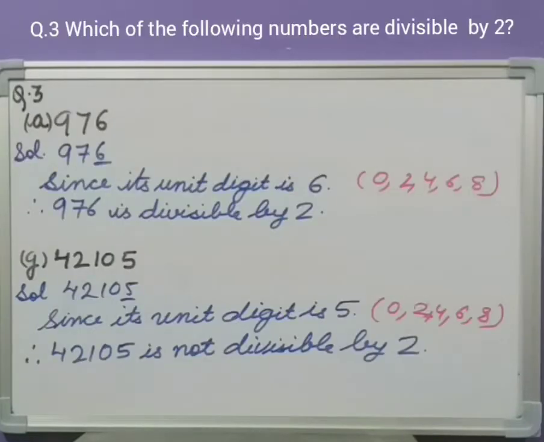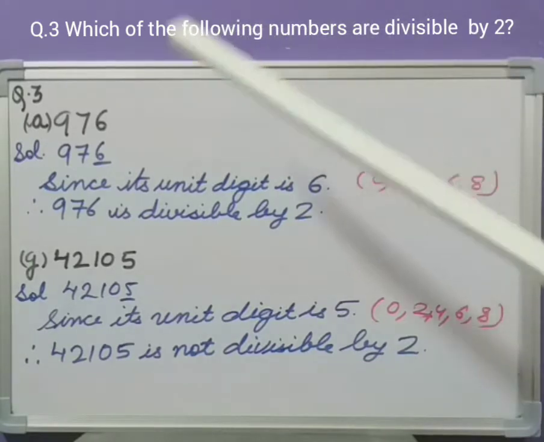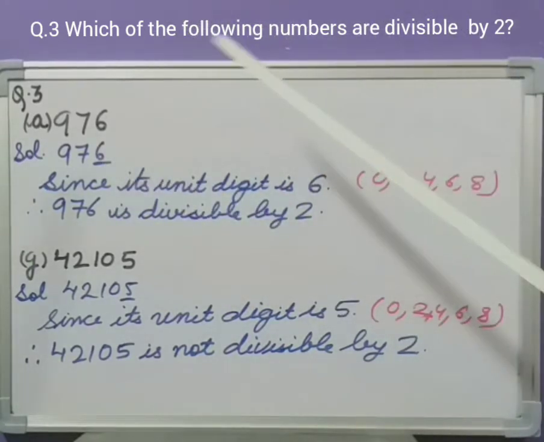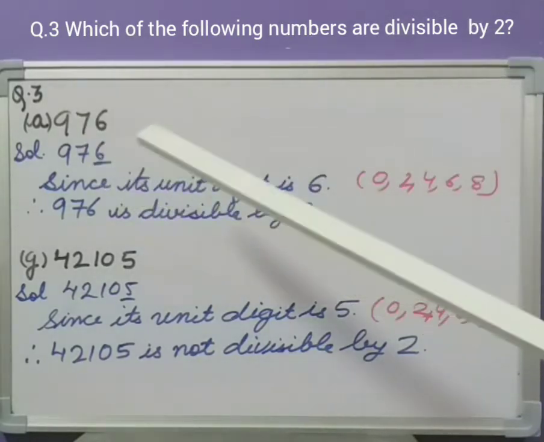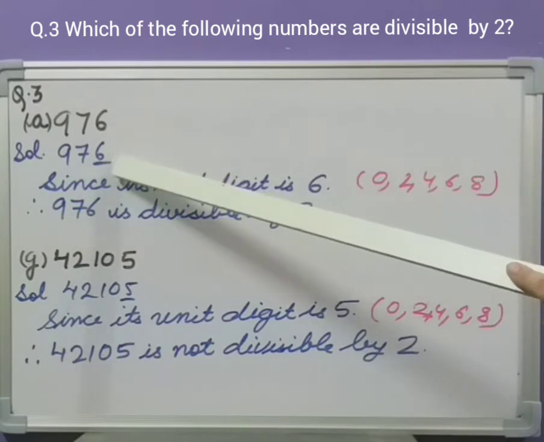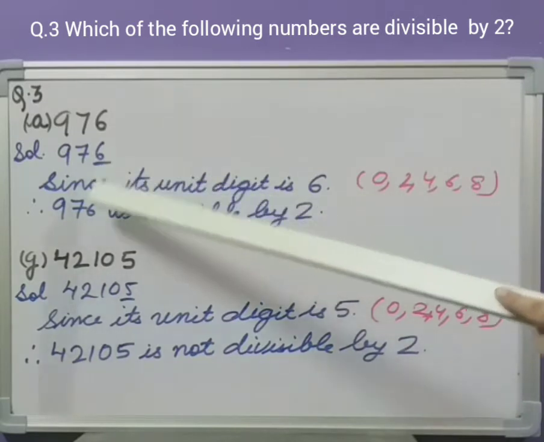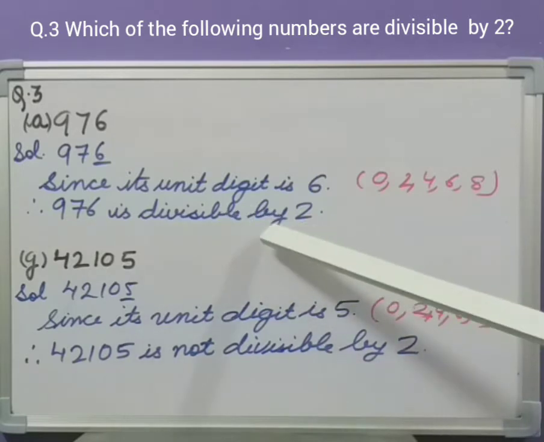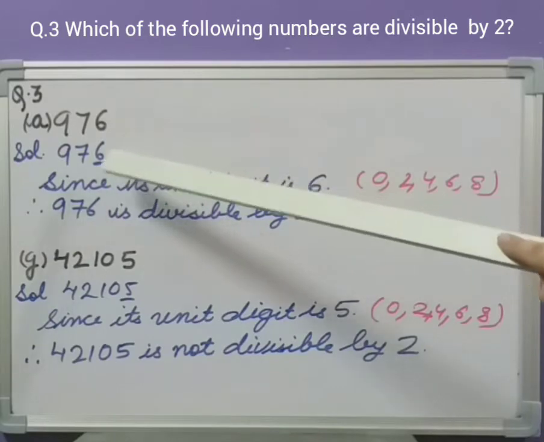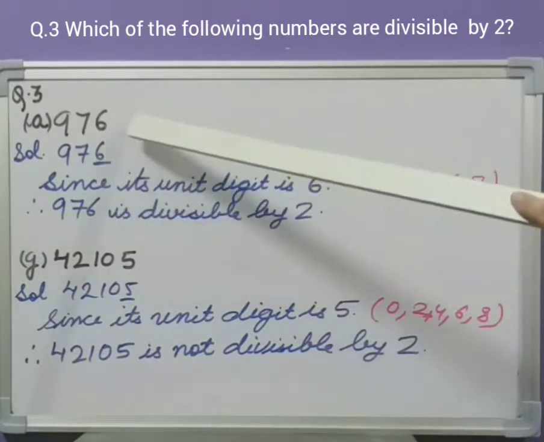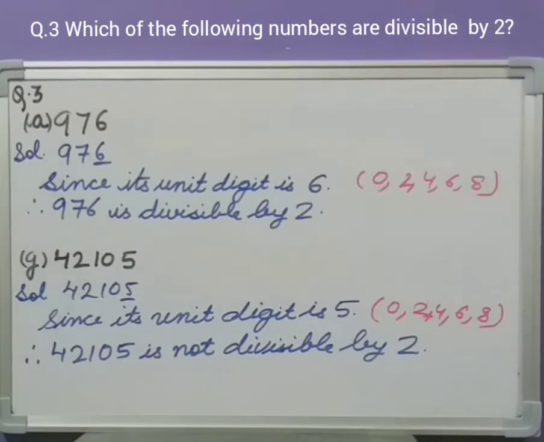Number 3. Which of the following numbers are divisible by 2? A, 976. Now as we know that its unit digit should be 0, 2, 4, 6 or 8. Any number from these given numbers. 976, its unit digit is 6. Therefore, 976 is divisible by 2. If it was 0, then also, if it was 2, if it was 4, if it was 8, the number will be divisible by 2.